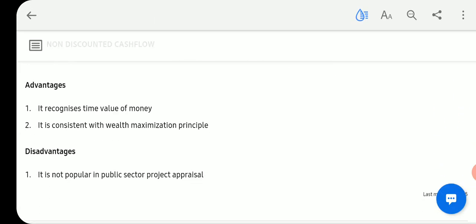So what are the advantages? The advantage is that it recognizes the time value of money and is consistent with the wealth maximization principle. The disadvantage is that it is not so popular. This method is not really popular. You will not come across it in many scenarios, especially in the public sector.